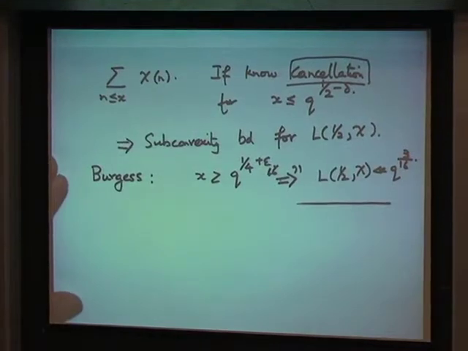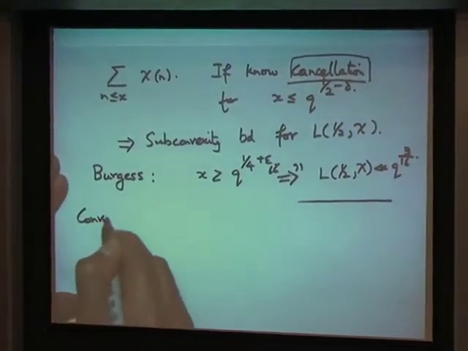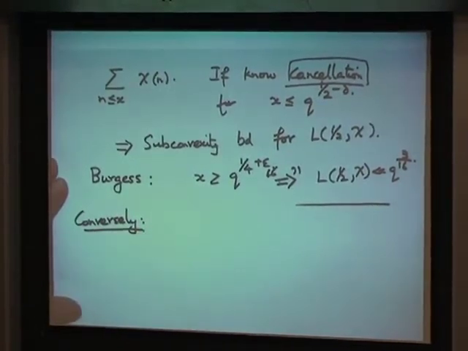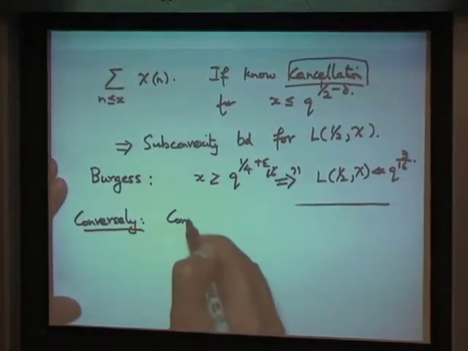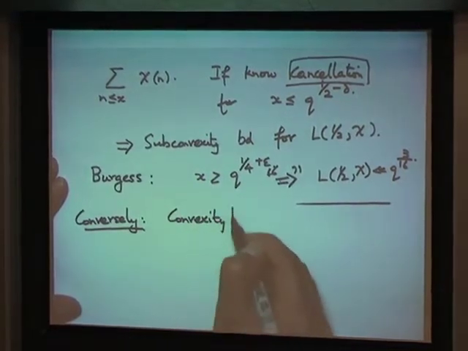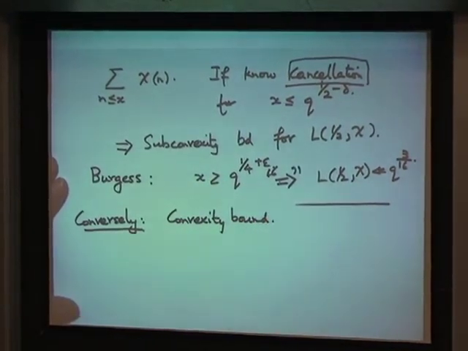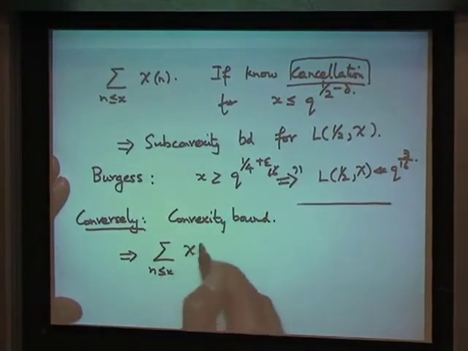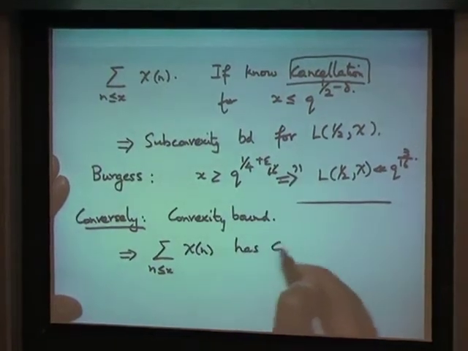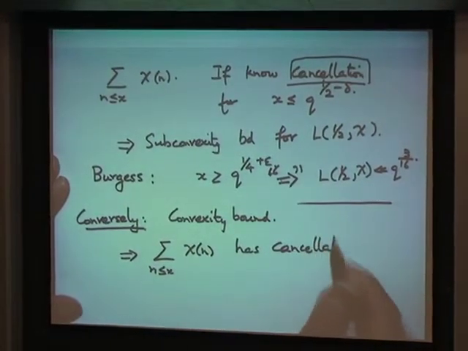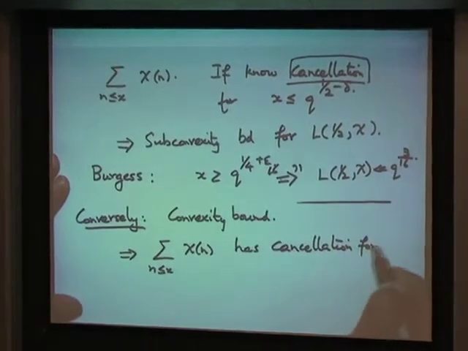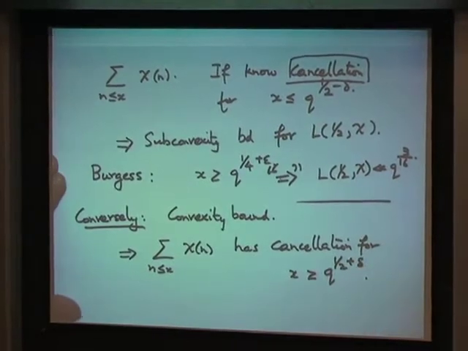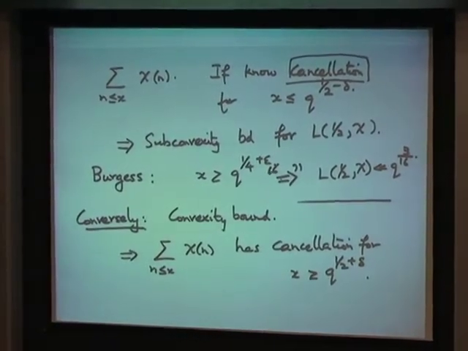Now, conversely, if you start with a convexity bound, that can be used to show that the sum over n up to x of chi n has cancellation for x a little bit larger than the square root of the conductor. Okay. This is an easy thing.